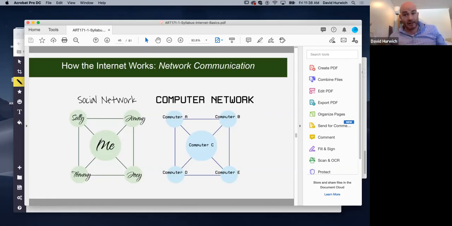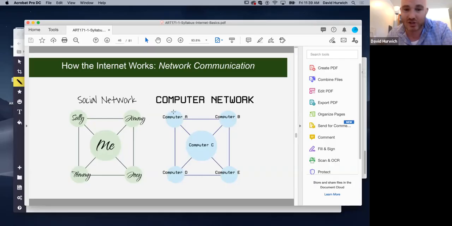Imagine this is like a party, and everyone's kind of talking with each other. Sally can talk to Jimmy, Jimmy can talk to Joey, Joey can talk to Sally, Sally can talk to Tommy, and so on and so on. That's a social network, right? You know someone who knows someone else. A computer network is basically the same thing, just replace people with computers.